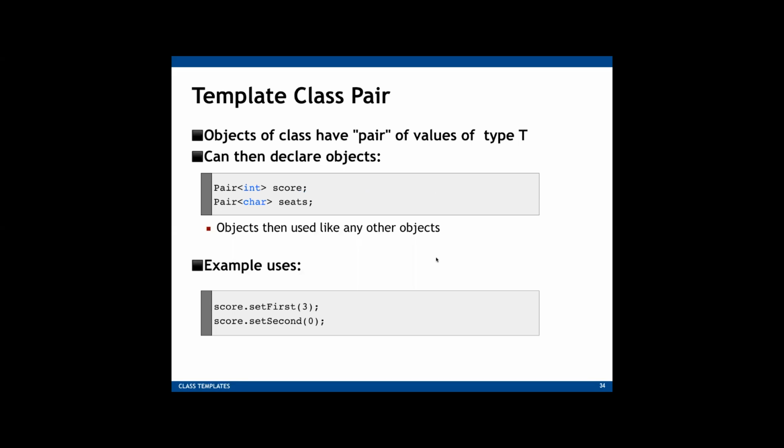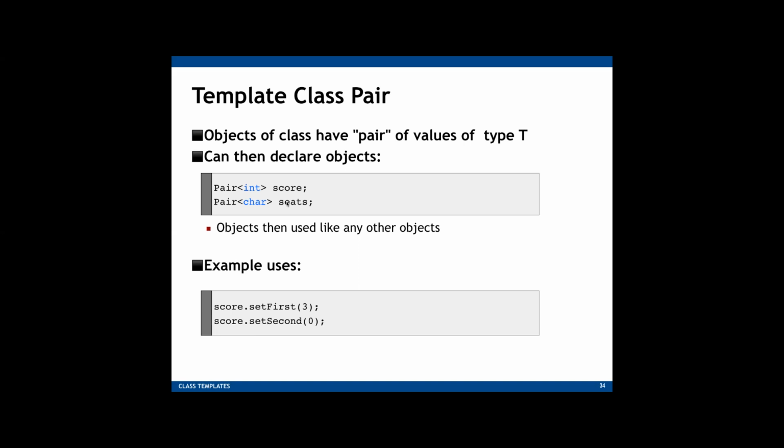And once the class template is defined, you can declare the objects of the template class like this syntax. Put your class name here, specify the type within angle brackets, and specify the name of the objects. The type you specify here, for example, int and char, will be used to replace the type parameter T. So this score object will store the pair of integers, and the sit object will store the pair of characters.